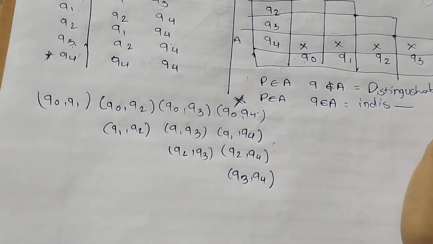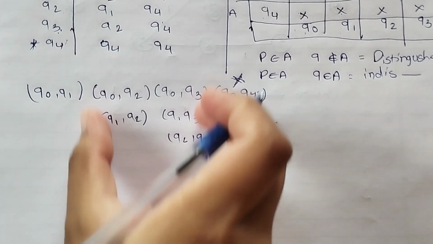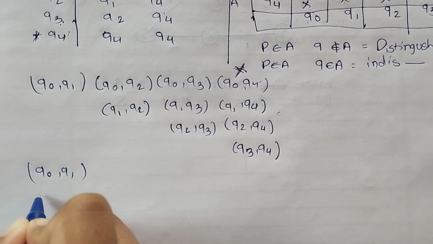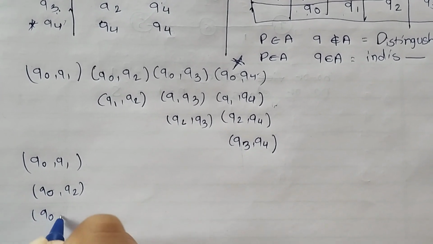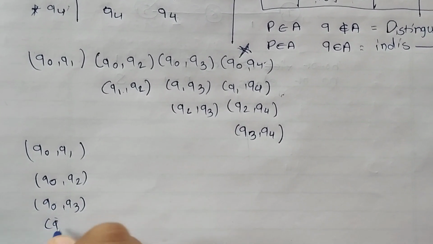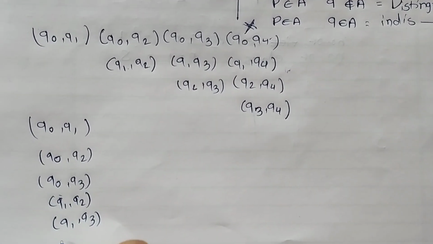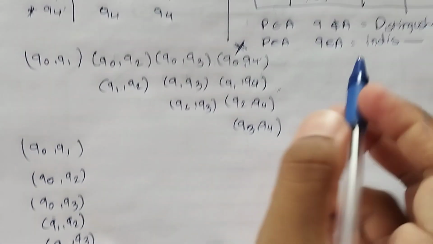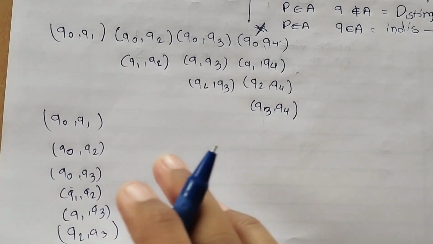So one more table we draw here with all the remaining pairs: Q0, Q1, Q0, Q2, Q0, Q3, then Q1, Q2, Q1, Q3 and Q2, Q3. Now the pair Q3 and Q4 we cross. Crossed pairs are not considered.